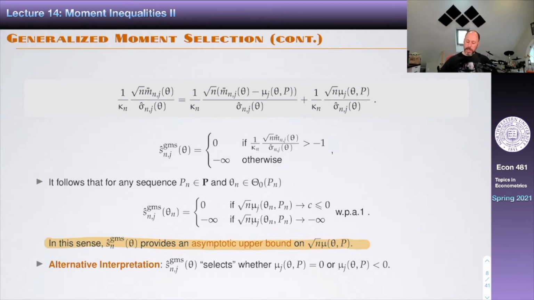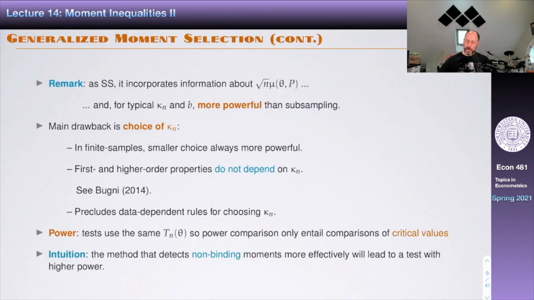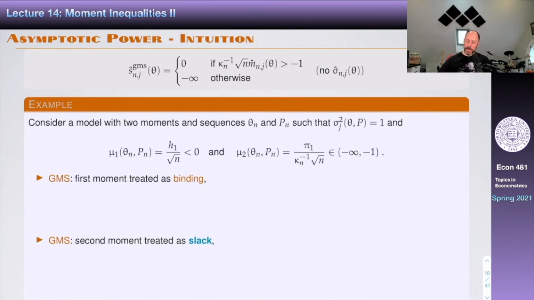And as I wrote here, an alternative interpretation is that this function is selecting whether something is 0 or not. When this function is 0, it's selecting that moment as binding. When this function is negative infinity, it's saying that moment is slack. And so that's what is called generalized moment selection. It selects which moments are binding and which moments are slack. So let's go over the example. Well, no, I have some comments.